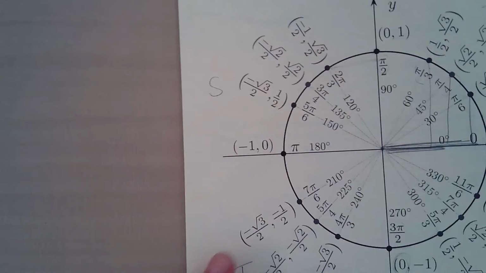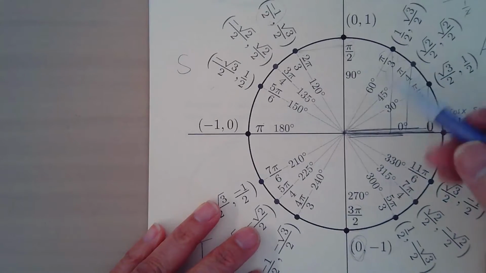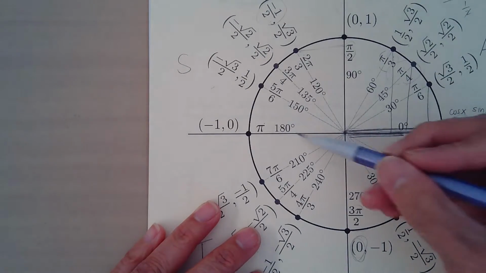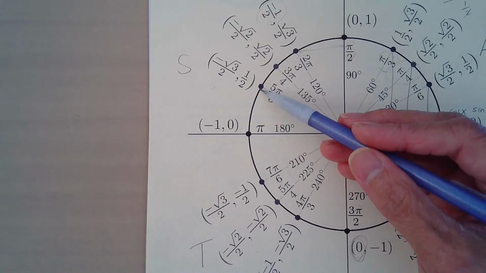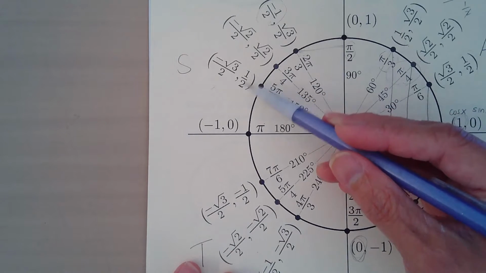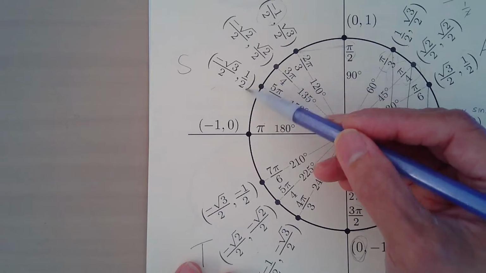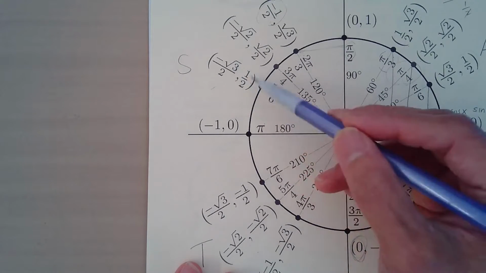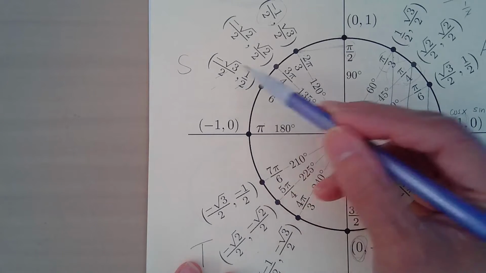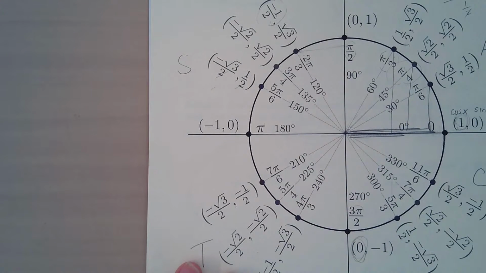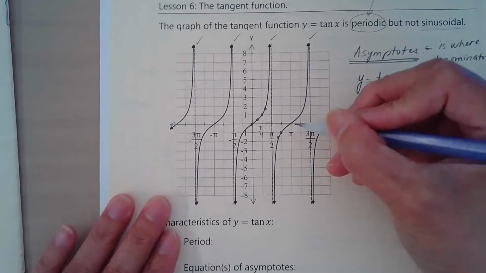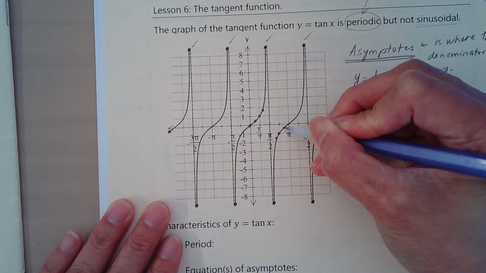Where is 5 pi by 6? 5 pi by 6 is going to be 1/2 divided by -√3/2. Okay, the 2's cancel. It's going to be 1/-√3. So 1/-√3 would be over here.